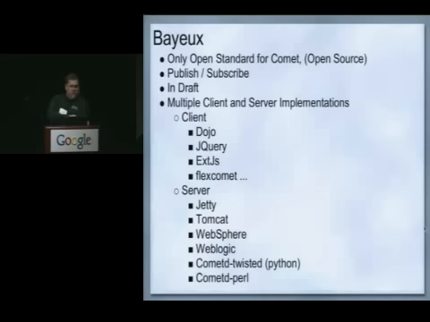As far as client-side implementations, there's Dojo, jQuery, ExtJS, Flex Comet, probably more. And on the server side, Jetty, Cometd, Webster, WebLogic. And if you don't want to do Java, you have options there as well. You can do Perl and Python with Cometd Twisted and Cometd Perl. So that really gives you quite a few options. You can see the adoption is huge.